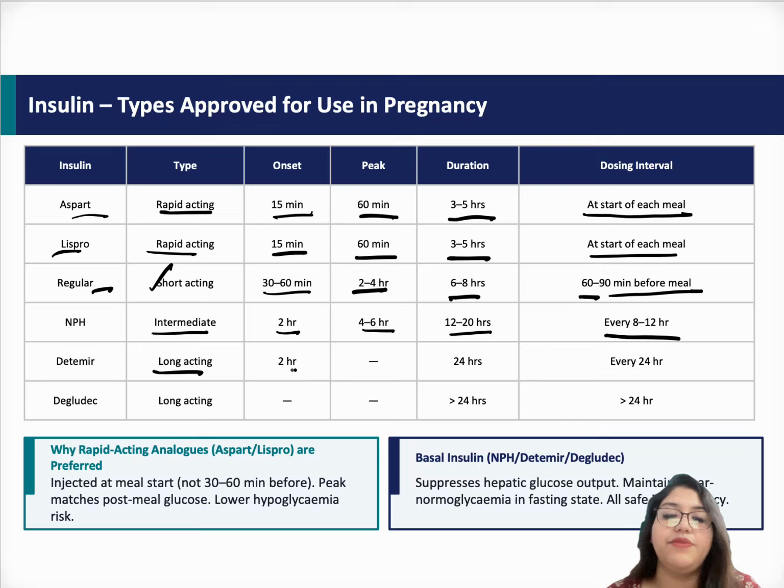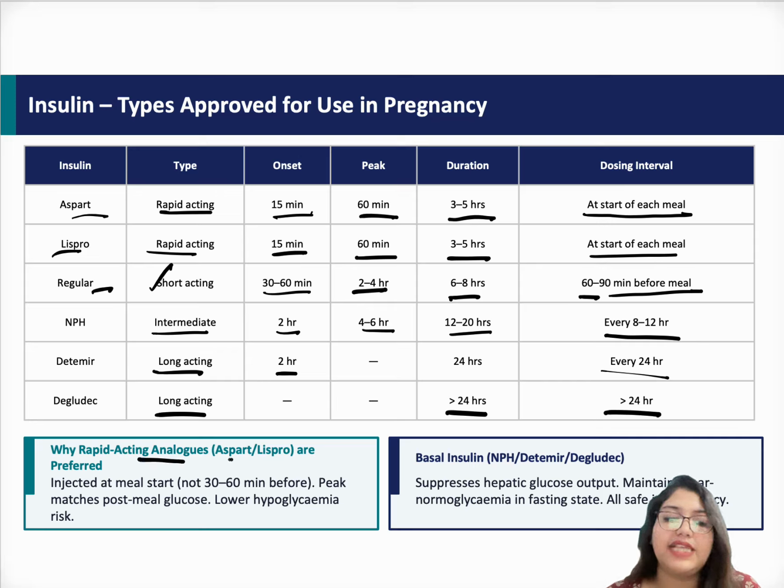Detemir is long acting. Onset is in 2 hours. And it never reaches a peak, so it has a duration of 24 hours. Every 24 hours it should be given. Then we have degludec, which is long acting, so its duration is more than 24 hours, and dosing interval is also more than 24 hours.